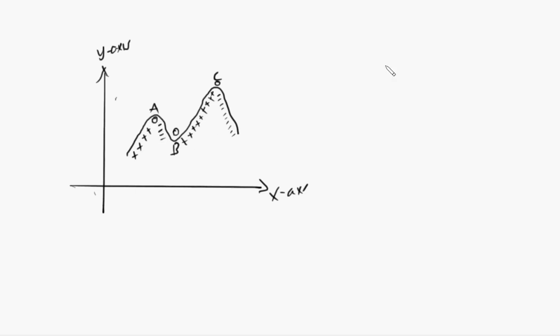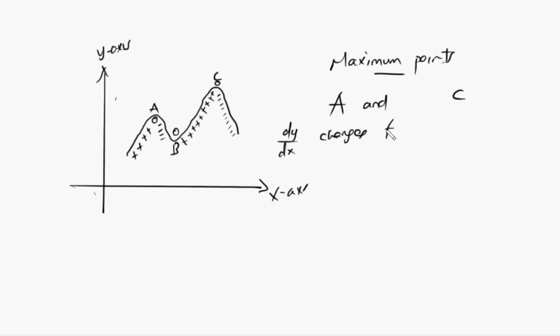So look at the maximum points, okay? Maximum points. Which ones are they? A and C. You can see that the derivative, dy dx, changes from positive to negative. Of course, it's from positive to negative. This is how you determine a maximum point: the derivative will change from positive to negative.